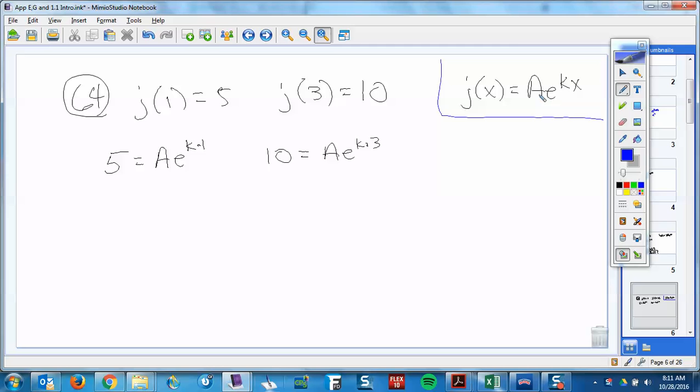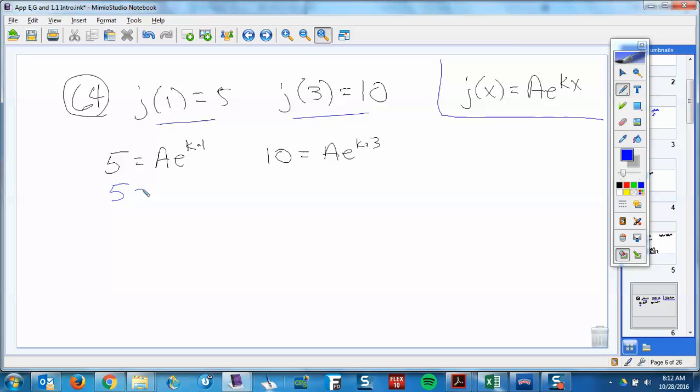If you have two unknowns, then it takes two values of the function, what will become known to us as initial conditions, so we can figure out what those are. So you take the first one and plug a 1 in for x. That gives you a e to the k times 1, and that's got to equal 5. Then you plug in a 3: a e to the k times 3 has got to equal 10.